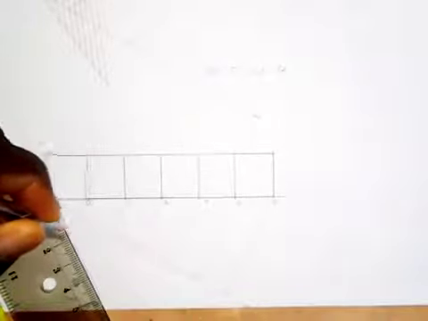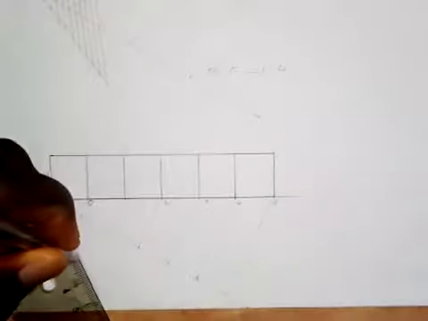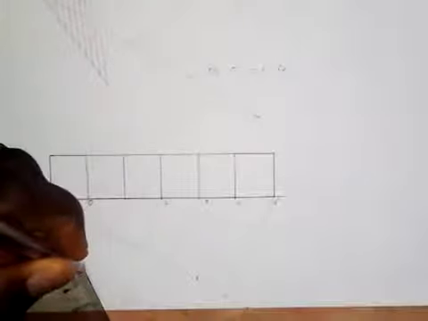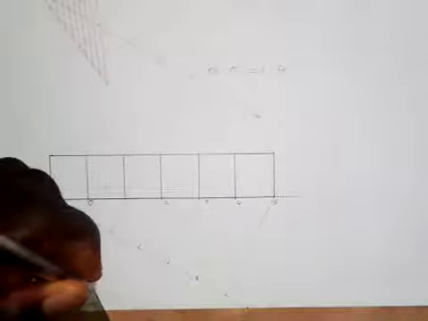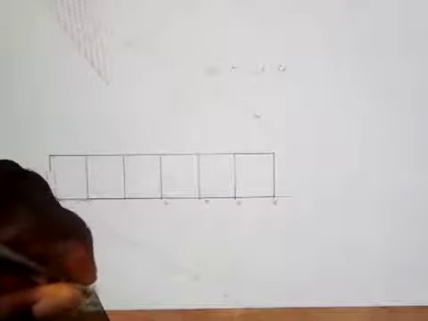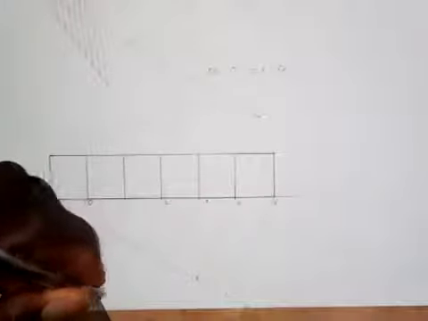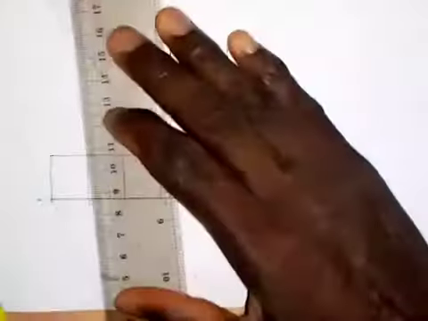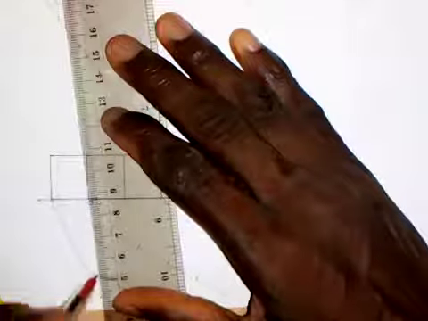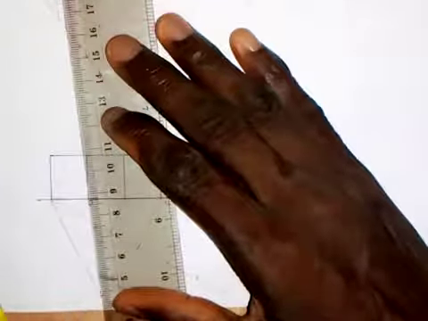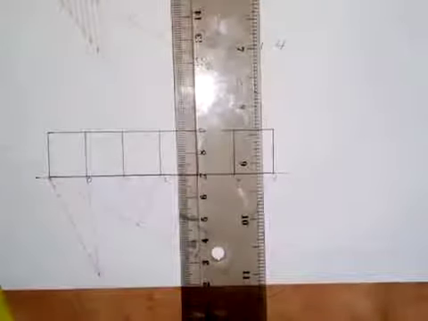So this is 5, this is 5, this is 4, 5, 6, 7, 8, 9, and 10. So that is 5 millimeters. So this is the 10th point. Okay, so the next thing I'm going to do is to join the last point to 0. So I'll join like this. I believe you can see it. So we join that.